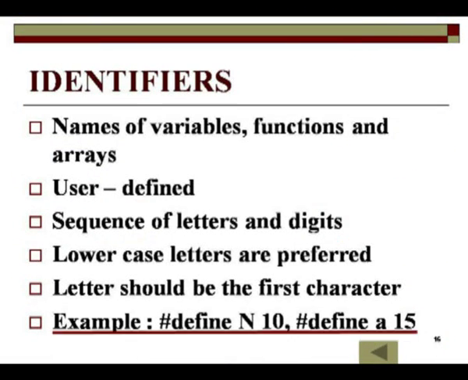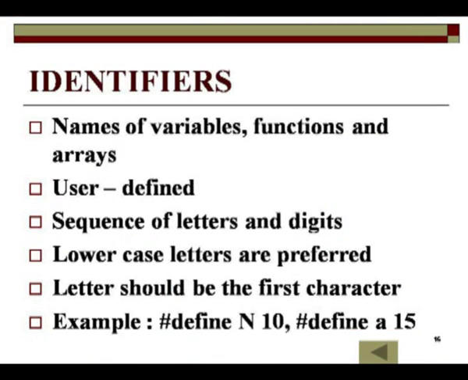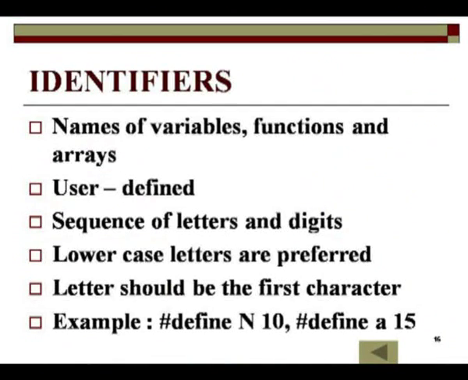I have given an example here. #define n 10, where n is the identifier, this n is the identifier. This 10 is the value that is assigned to this identifier. This hash is a special character or a delimiter, and this define is a keyword. So, both this hash and this define have a predefined meaning in C, whereas this n is user defined, and this 10 is also user defined. This is how we use identifiers in C.